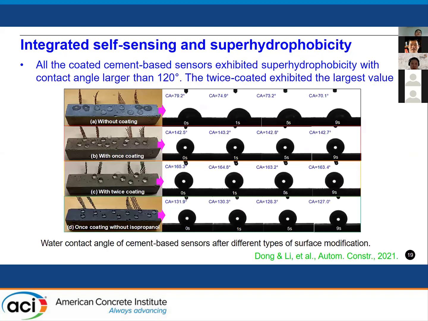Now let's look at the surface water contact angle of the cement-based sensors after or before sealant coating treatment. Firstly, we can see all the coated cement-based sensors showed hydrophobic capacity with contact angle larger than 120 degrees. In particular, the twice coated sample exhibited the largest value, up to 160 degrees.